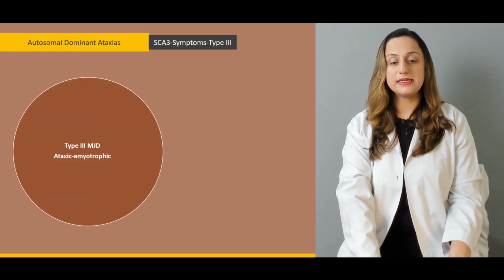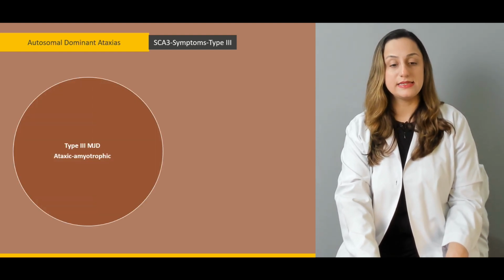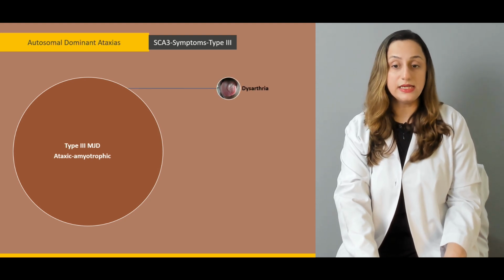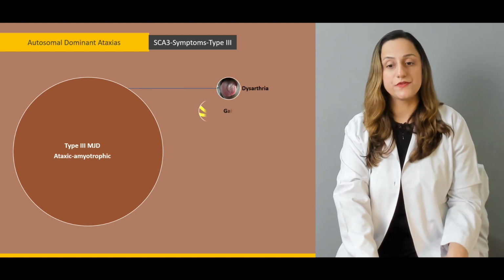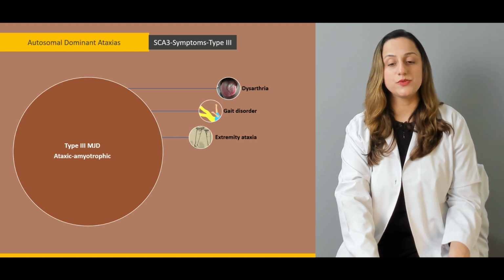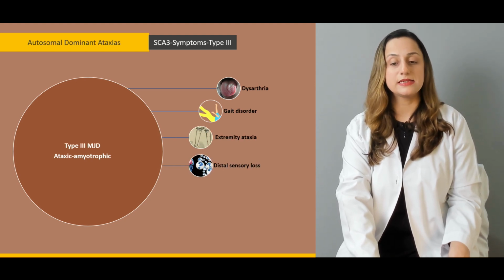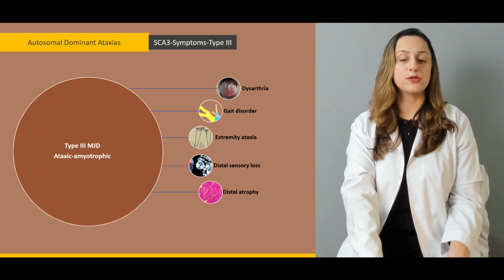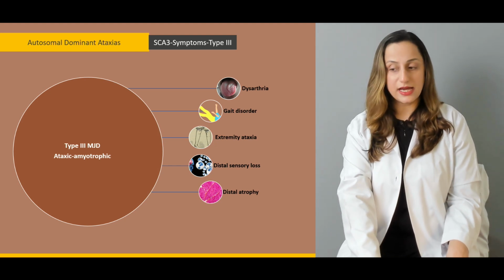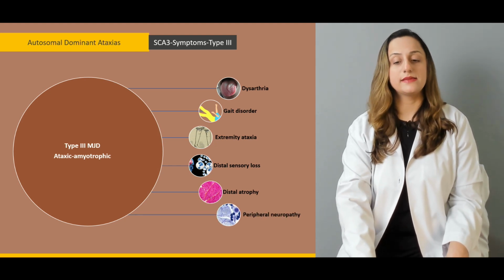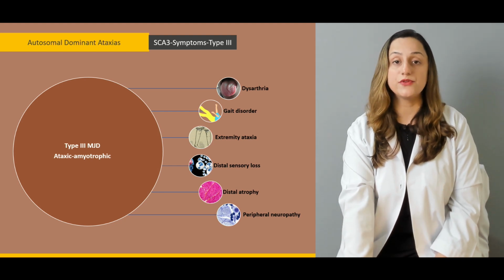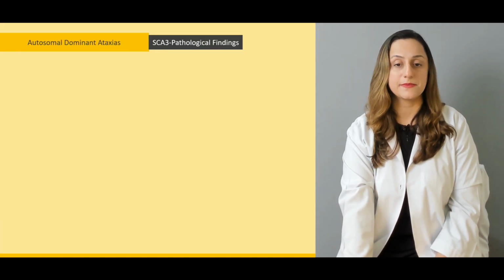The third type of the MJDs is the ataxic amyotrophic variety, in which again we're going to observe dysarthria, gait is going to be disturbed, ataxia is present, sensory loss. Along with that, we have the distal atrophy, which is noted, and then the patient is also going to have peripheral neuropathy in this particular case.